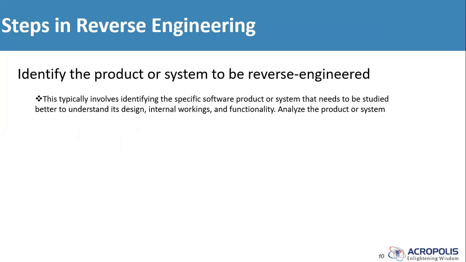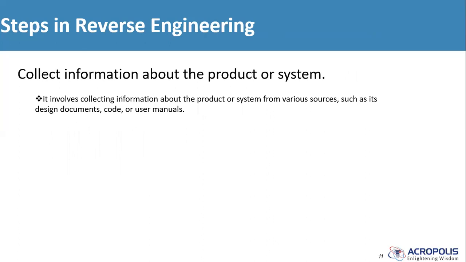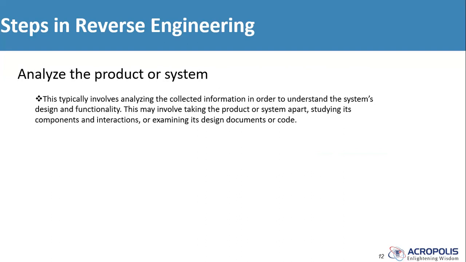First, identify the product or system to be reverse engineered. This typically involves identifying the specific software product or system that needs to be studied to better understand its design, internal working, and functionalities. Second, collect information about the product or system. It involves collecting information about the product or system from various sources such as its designs, documents, code, or user manuals.